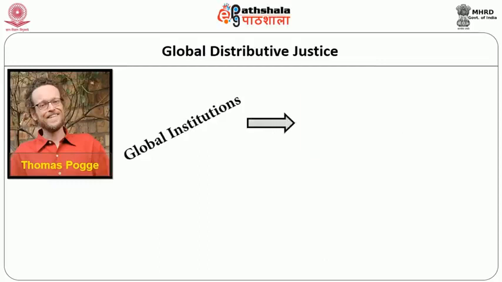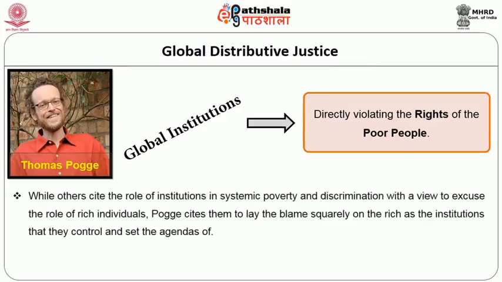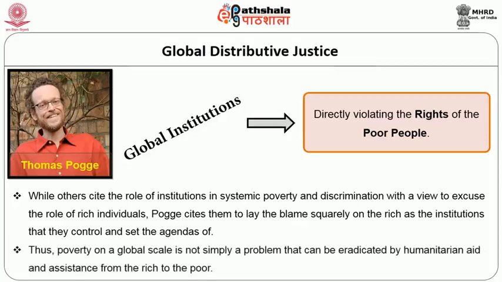Pogge argued that the global institutions that exist are directly violating the rights of poor people, while others cite the role of institutions in systematic poverty and discrimination with a view to exchange the role of rich individuals. Pogge cites them to lay the blame squarely on the rich, as the institutions that they control and set the agenda of. Thus, poverty on a global scale is not simply a problem that can be eradicated by humanitarian aid and assistance from the rich to the poor.